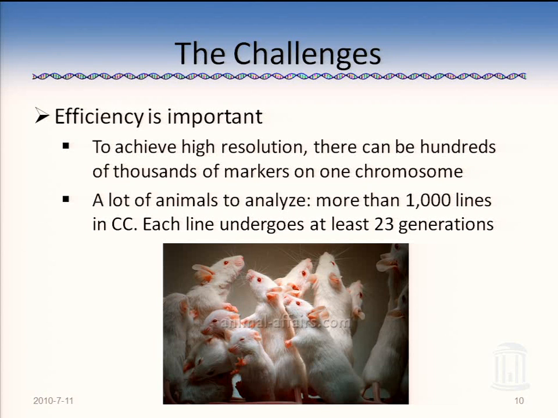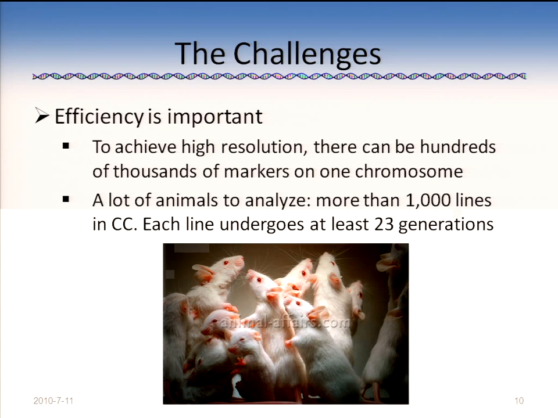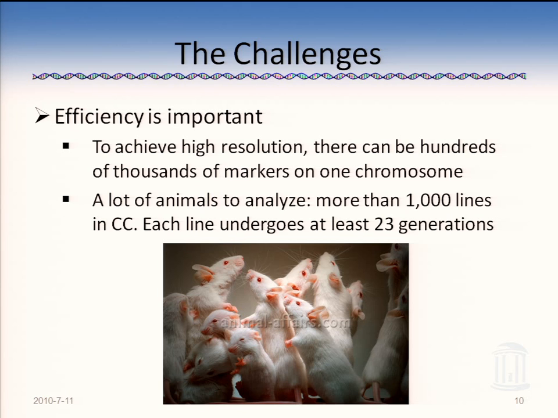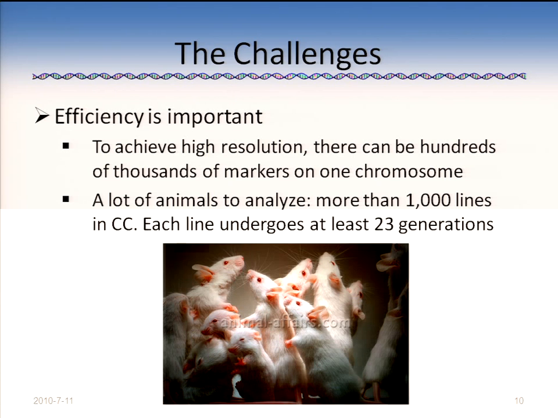So the challenge here is efficiency, because to achieve very high resolution, there are many markers on a single chromosome, and there are a lot of animals. So take the Collaborative Cross, for example: there are more than 1,000 lines on the 23rd generation, and many siblings per generation.